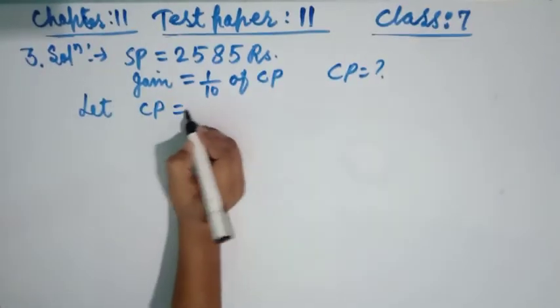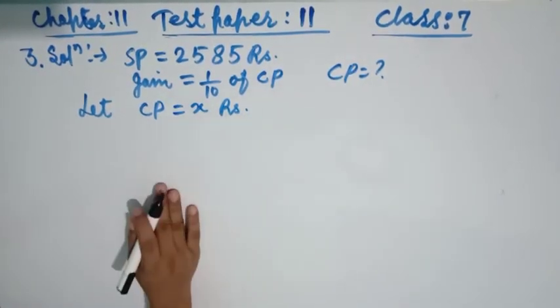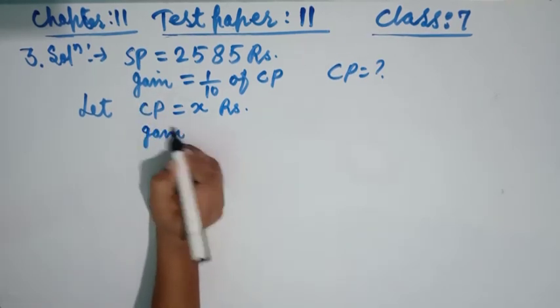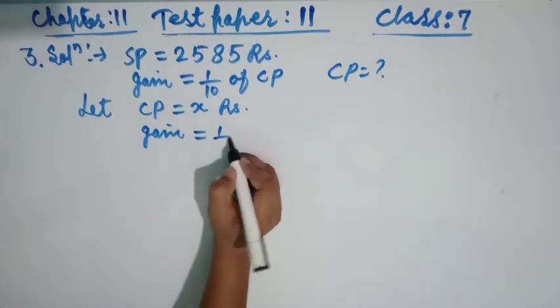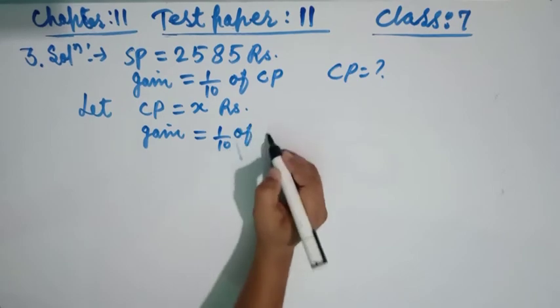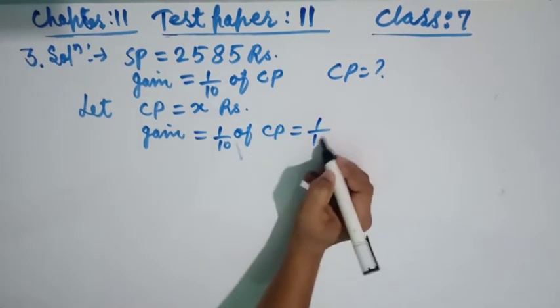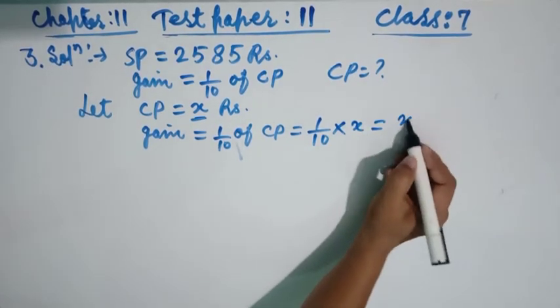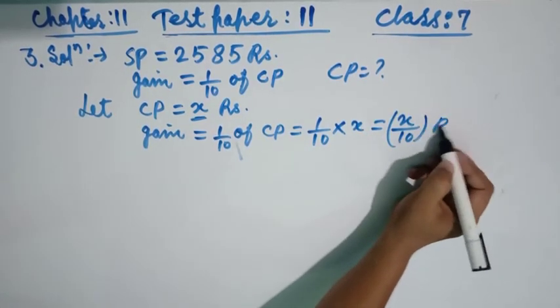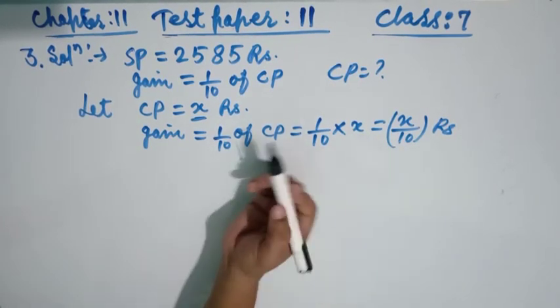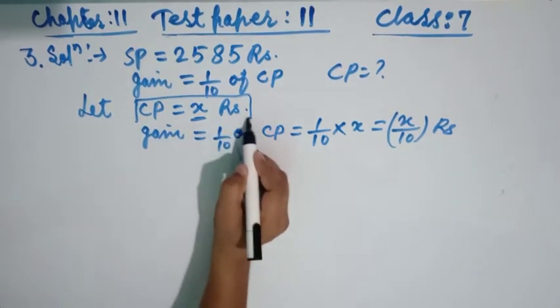Let us suppose CP is X rupees. Then what about the gain? Gain is equal to 1/10 of CP. This can be written as 1/10 multiplied by CP, which is X. So gain is X by 10 rupees. Here we consider CP as X rupees.